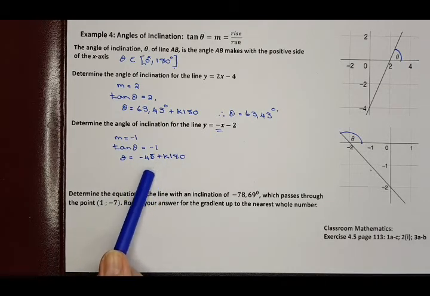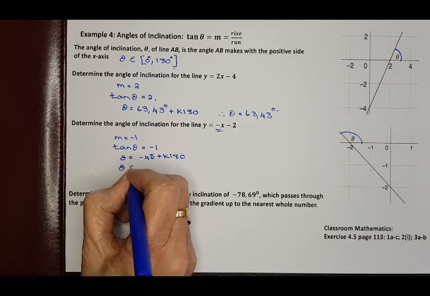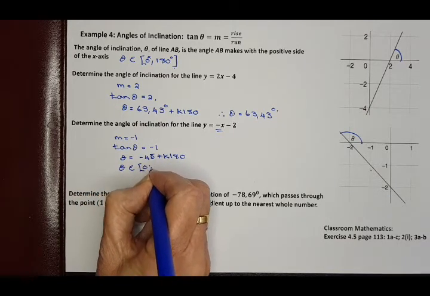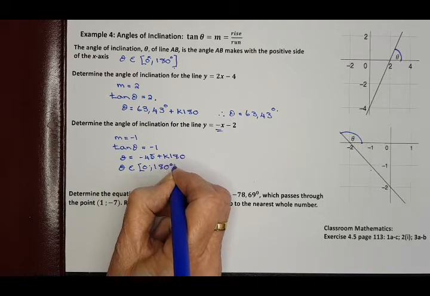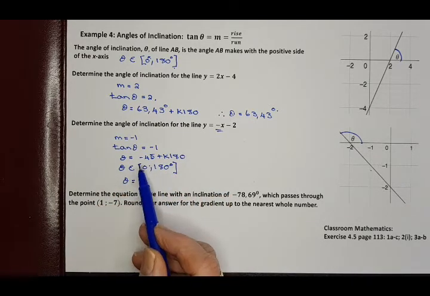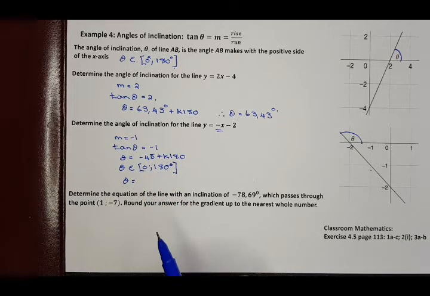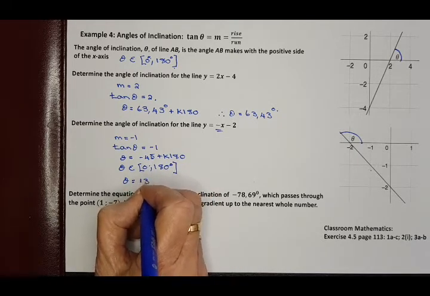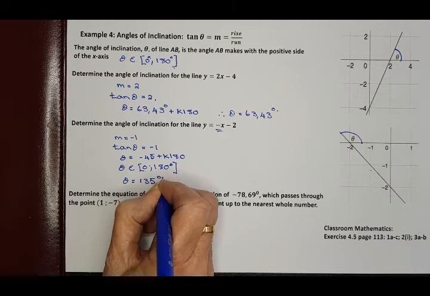The restriction on our angle of inclination is that it lies between 0 and 180 degrees. So in other words, in this example, my angle of inclination is going to be minus 45 plus 180, which is going to be 135 degrees.